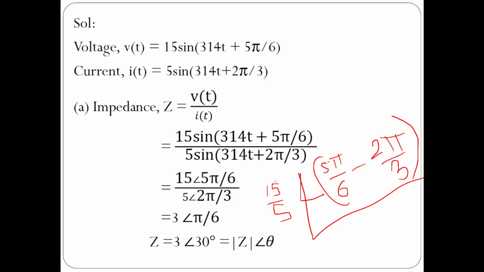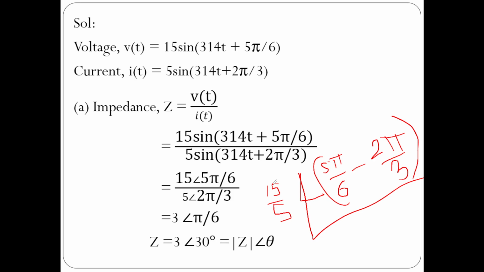Now consider the impedance triangle. This is our impedance triangle. This is R, this is XL, and the hypotenuse is our Z. From this impedance triangle, what is R? R is equal to Z cos theta. What is the Z value? The magnitude of Z is 3. What is the theta value? 30 degrees. Just simplify it, and you will get R equal to 2.6.